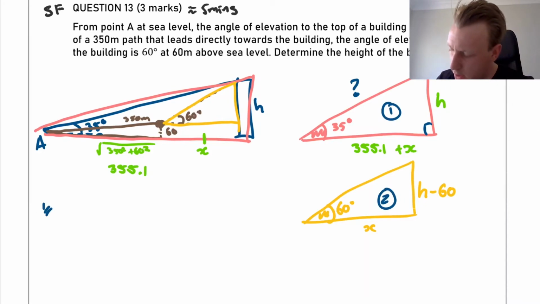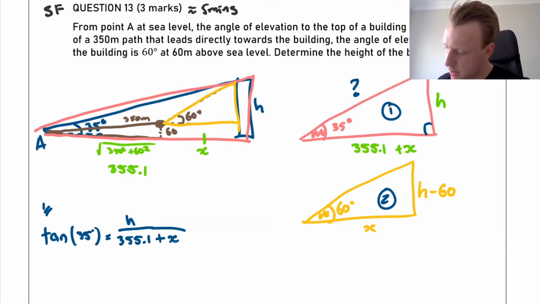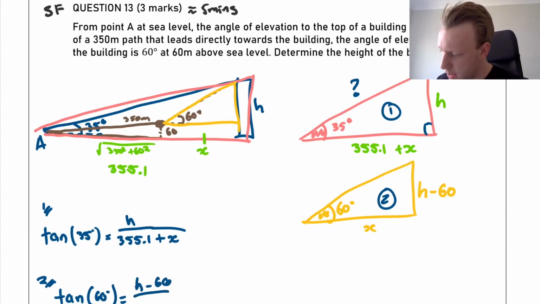So from number 1, we can deduce using tan. So we'd say tan of 35 degrees is equal to opposite, which is h, divided by this 355.1 plus x. And then using number 2, we've got tan of 60 degrees is equal to h minus 60 over x.